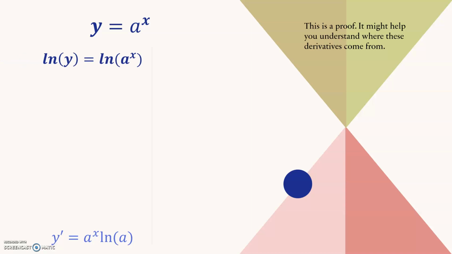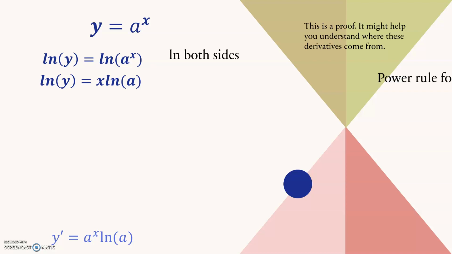The first thing is that we're going to natural log both sides. So we're allowed to do that. It's an equation. We can take the natural log of both sides. And then the next thing we're going to do is use the exponent property of logs to bring that x down in front.